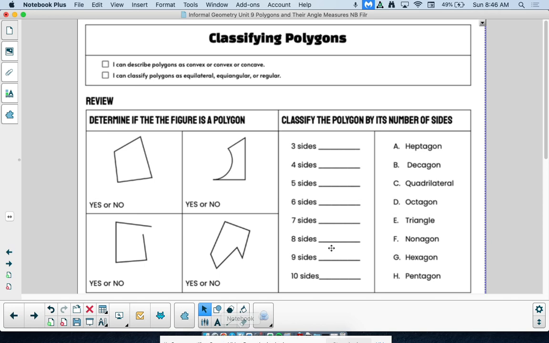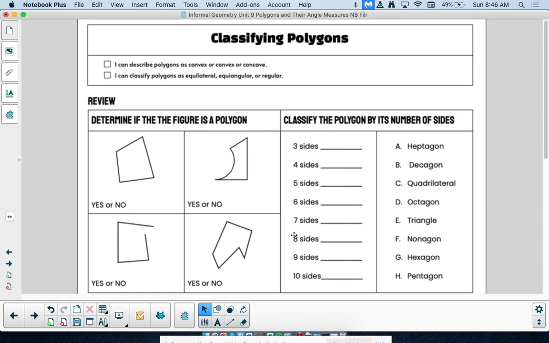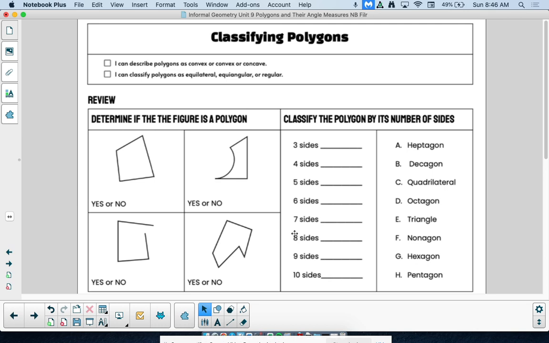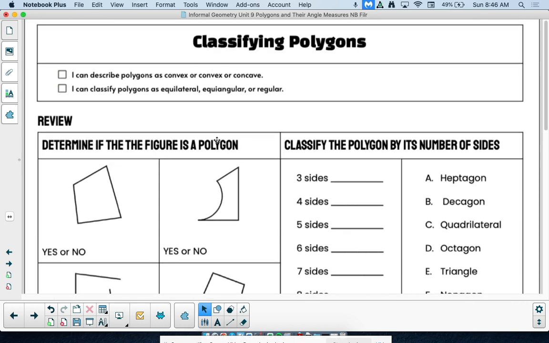Hello, everybody. Okay, we are on our next little mini unit, which is mostly about finding angles in polygons. But we start off with a little review lesson on what a polygon is and how to classify them. So a really big idea, folks, we're going to review how you name a polygon based on the number of sides it has, and then if it's convex or concave.